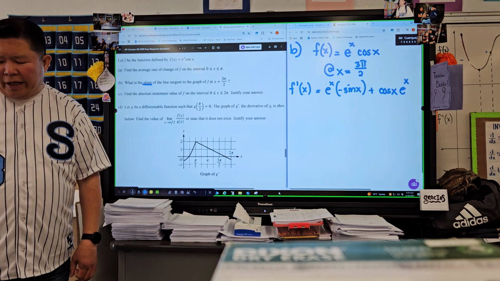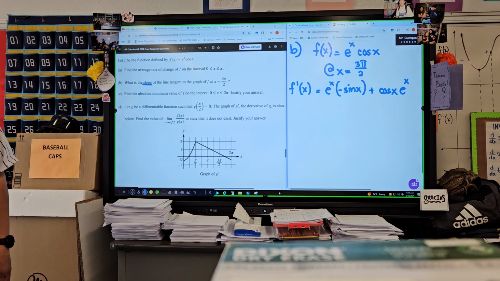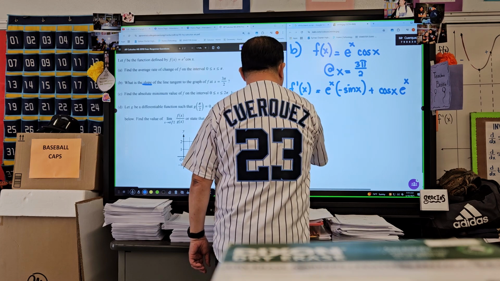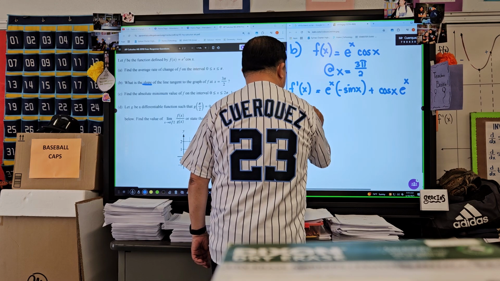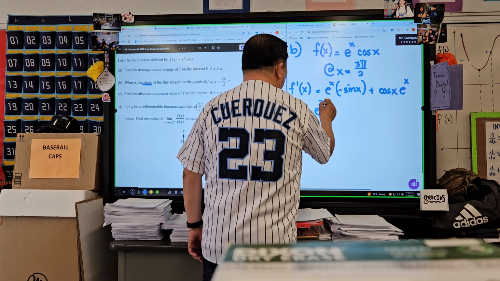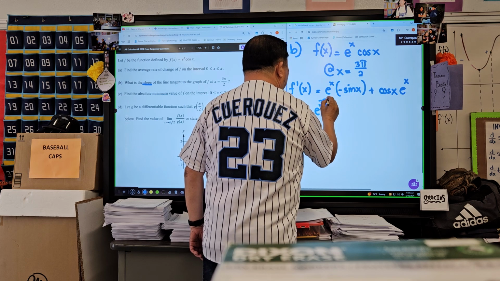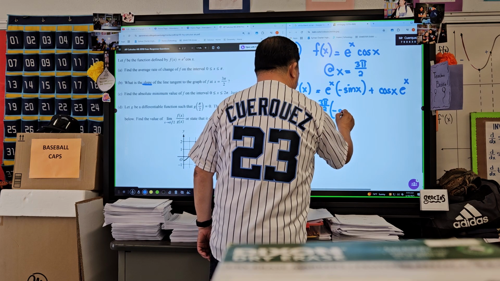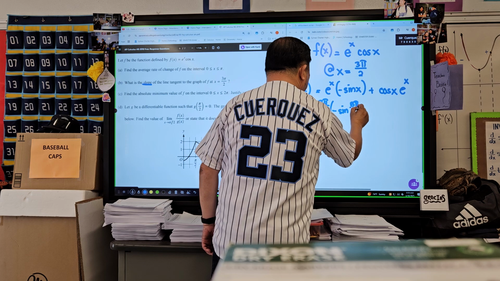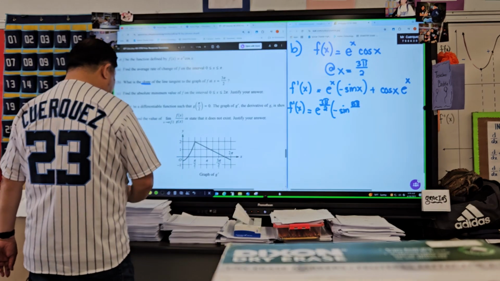Okay, and what's next, guys? Can we plug in right away? It says evaluated at x equals 3 pi over 2. So we now say f prime of 3 pi over 2 is equal to e to the power of 3 pi over 2 times negative sine of 3 pi over 2. Looks like 8, but that is 3, okay?